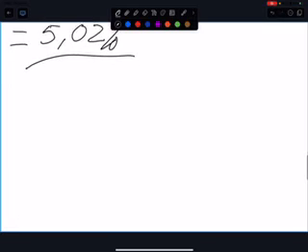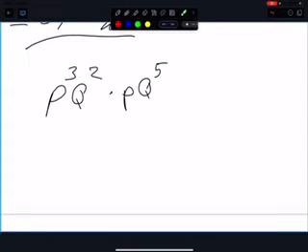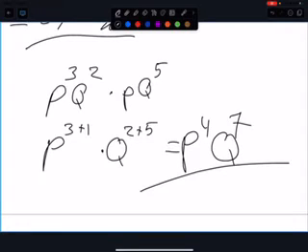Two, the easiest one. P to the third, Q to the second, multiplied by PQ fifth. This was chapter 1.8, indices. When you multiply two of the same, what do you get? P to the 3 plus 1, multiplied by Q to the 2 plus 5. So your answer had to be P to the fourth and Q to the seventh.